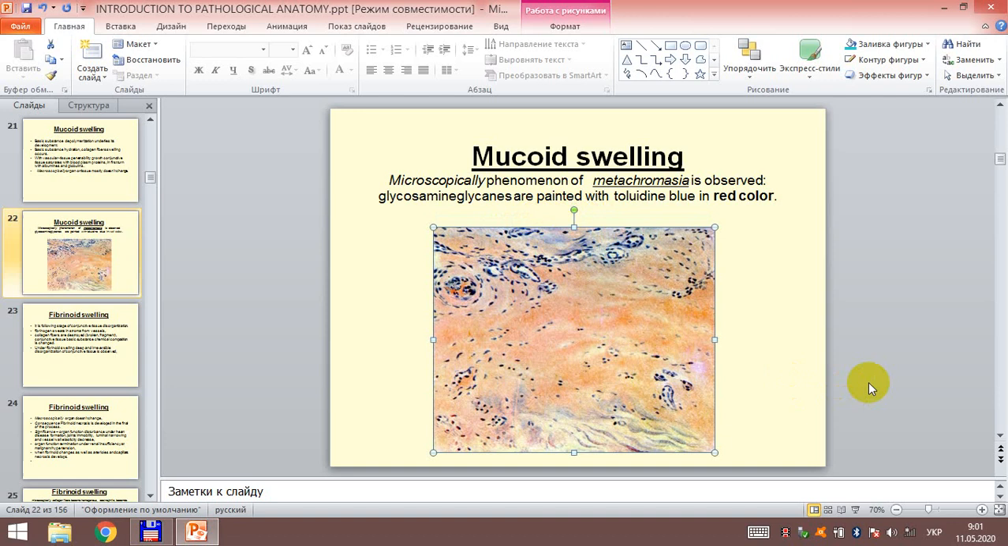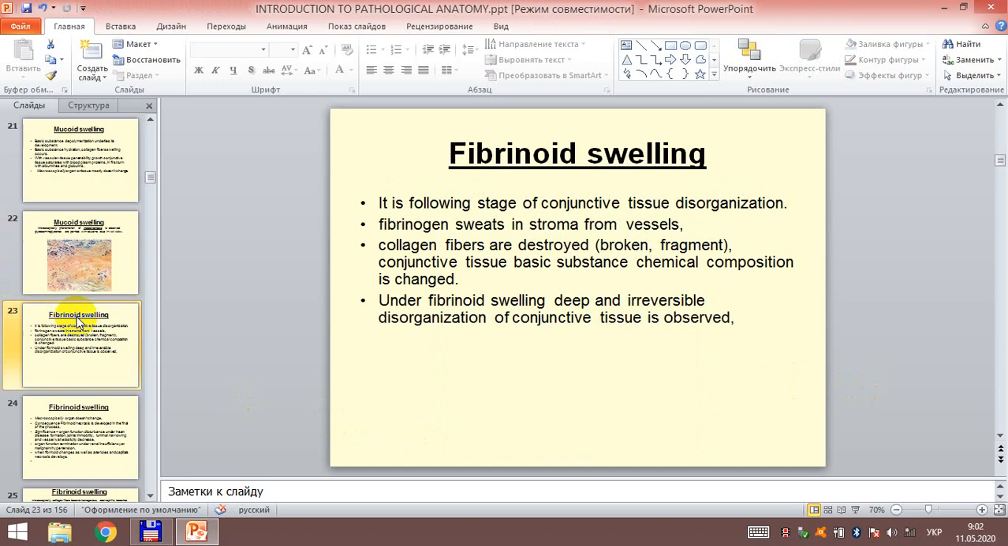Fibrinoid swelling is the next stage of mesenchymal proteinosis. It is the following stage of connective tissue disorganization. Fibrinoid is produced in the stroma from vessels. Collagen fibers are destroyed, broken, and fragmented. The chemical composition of the connective tissue basic substance is changed. Under fibrinoid swelling, deep and irreversible disorganization of connective tissue is observed.